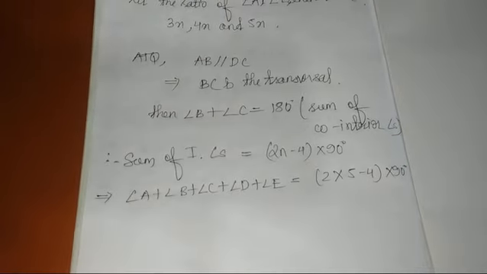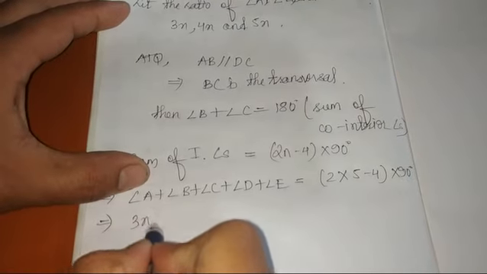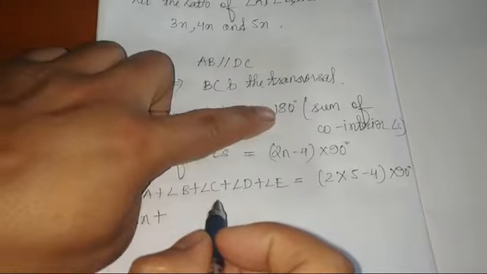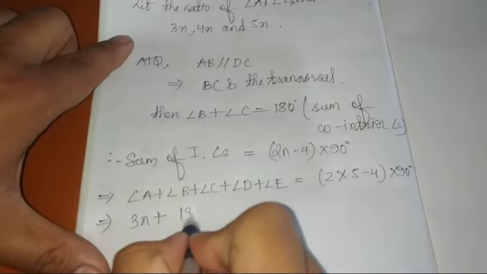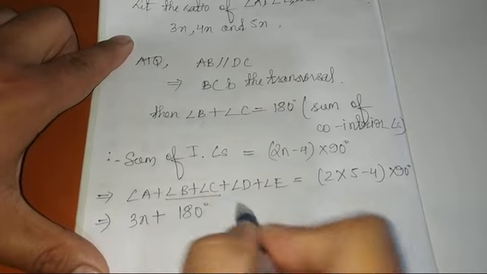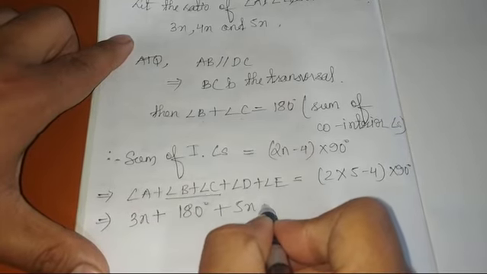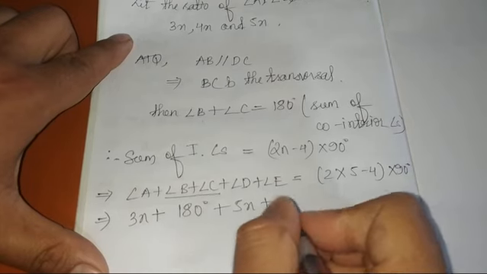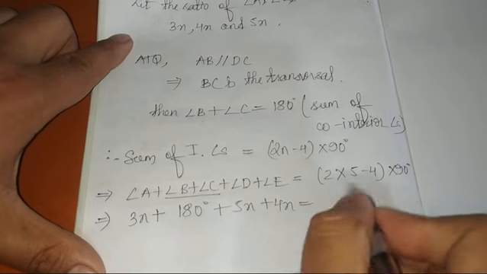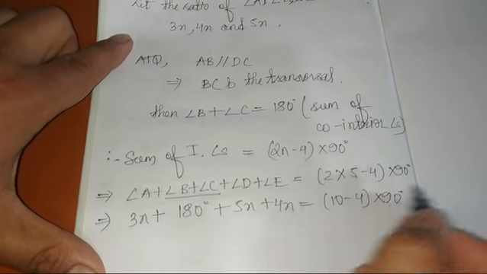Now angle A is 3x. Angle B plus angle C is equal to 180 degrees, so replace these two by 180. Angle D is 5x and angle E is 4x, which is equal to 2 into 5 minus 4 into 90 degrees. Now we do the calculation.